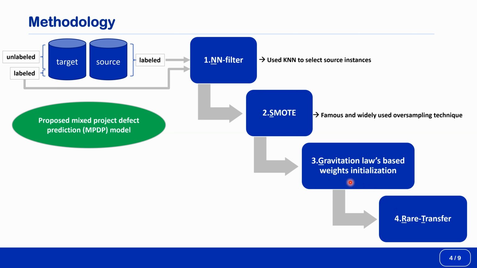The fourth and last step, Rare Transfer. In this step, we used an enhanced version of TrAdaBoost, named Rare Transfer. TrAdaBoost is a transfer learning method based on AdaBoost. In this algorithm, the strategy of target weight updating is the same as AdaBoost. But in the case of source data weight updating, it uses a different strategy. In this strategy, the source instances which were classified incorrectly in the previous iterations get lower weights.